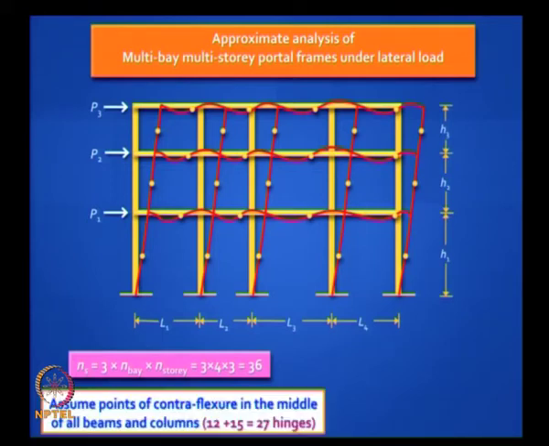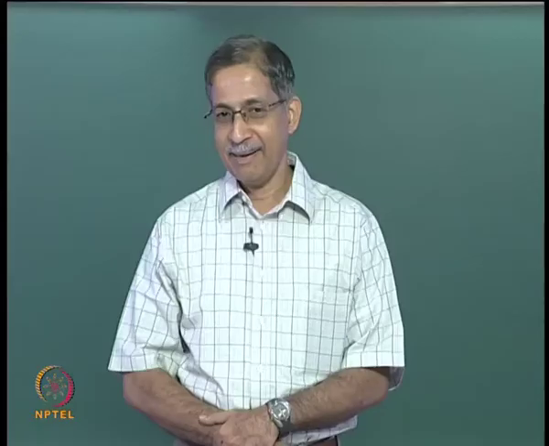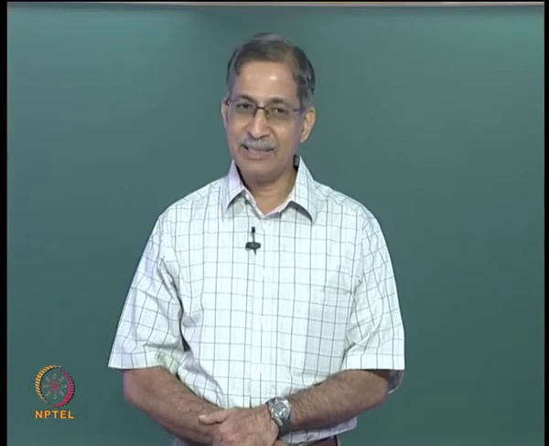If you bring in those hinges, the points of contraflexure which are internal hinges, you get 12 in the beams and 15 in the columns, you get 27. You are still short of 9 additional conditions. So how would you solve this kind of frame? This is a problem which had troubled engineers in the early days when tall buildings were made, and many suggestions have been given.